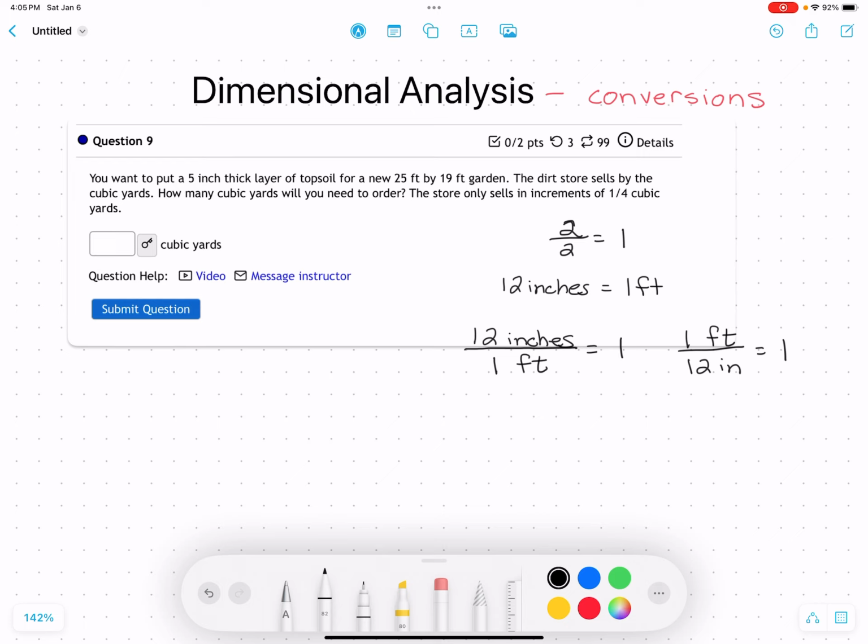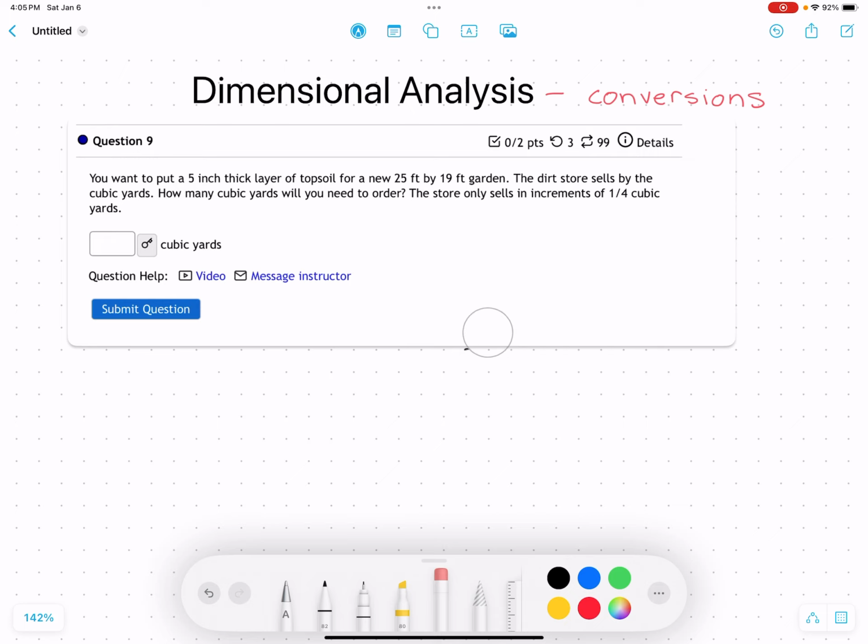So when you're reading my answer key, which by the way is posted in Canvas for this homework, or you're looking at the videos, keep that in mind. This is nothing more than multiplying by 1. So let's go ahead and look at this particular example. It's similar to number 9 in your homework.